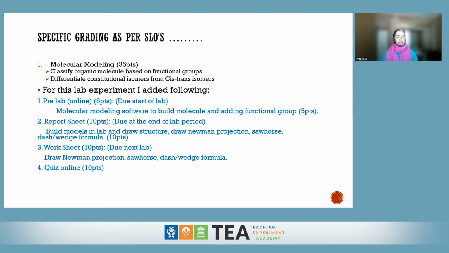Which includes another 10 points for them, and which is a breakdown of how they are presenting and how they are writing, whether they are specific about how they should draw the structure, like for the Newman projection, sawhorse, or dash and wedge, whether they are able to present whether the bond is coming out of the surface or going out back of the surface, so proper drawing.